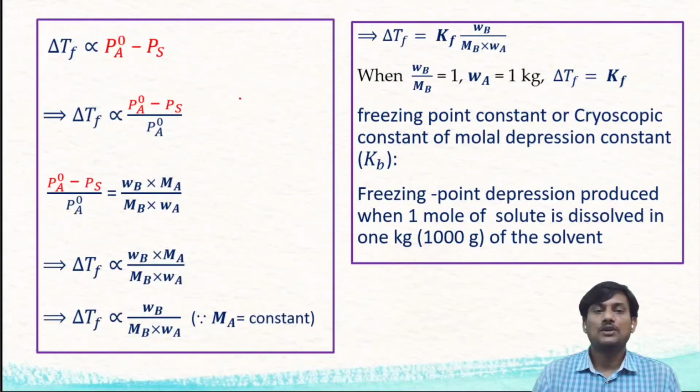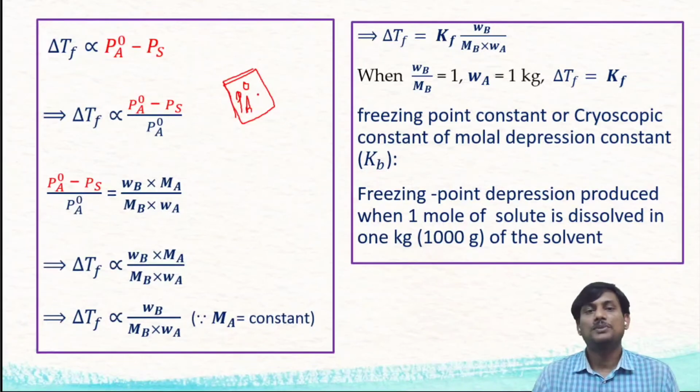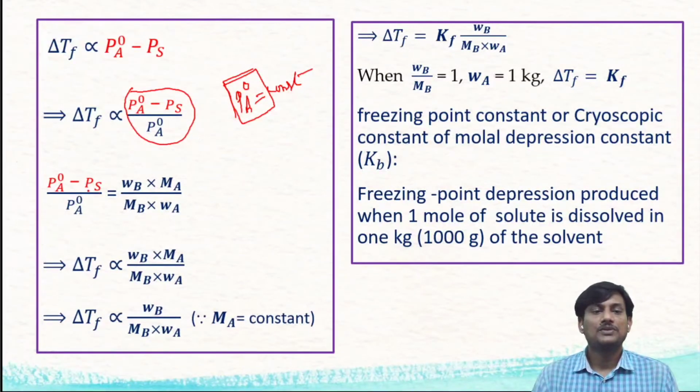Here for a particular solvent, PA naught is constant. For pure solvent, PA naught is the vapor pressure of pure solvent. So this equation can be written as delta TF is directly proportional to PA naught minus PS by PA naught. This term is relative lowering of vapor pressure. From Raoult's law, the relative lowering of vapor pressure is equal to WB by MB into MA by WA.